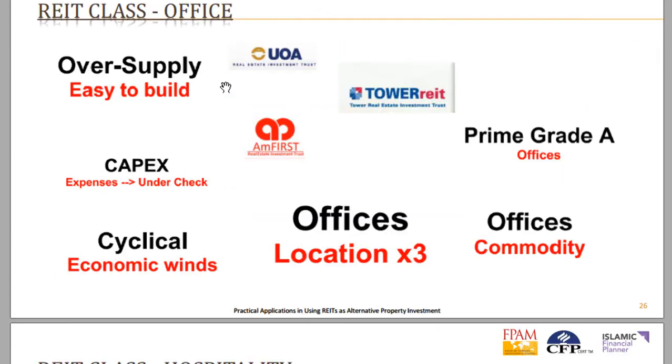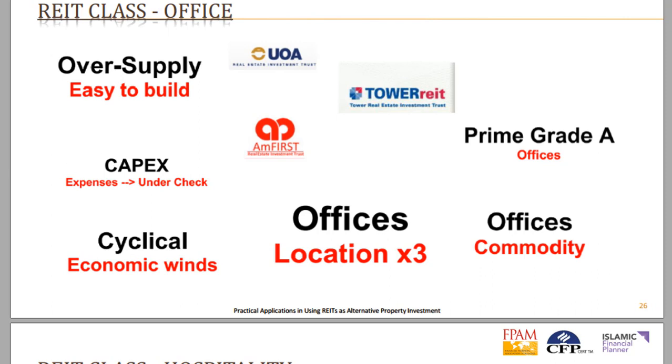Moving on to office REIT stocks, or REIT stocks categorized as holding office assets. Office assets, when it comes to commercial property, are relatively easy to build, so there's a lot of oversupply. Tower REIT, UOA, and Axis, all of these REIT stocks are having oversupply, meaning their rental rates are actually under downward pressure. So they don't have much negotiation power. Tenants can just easily move their office elsewhere.